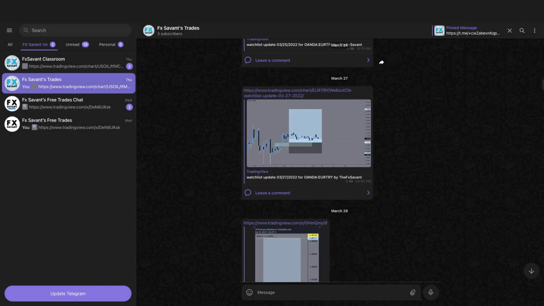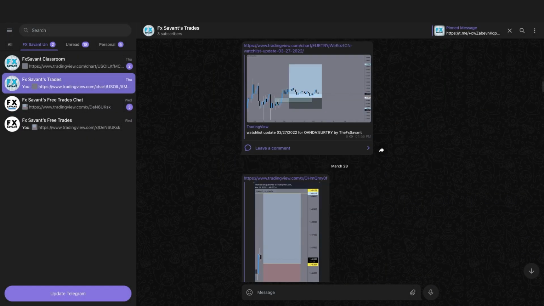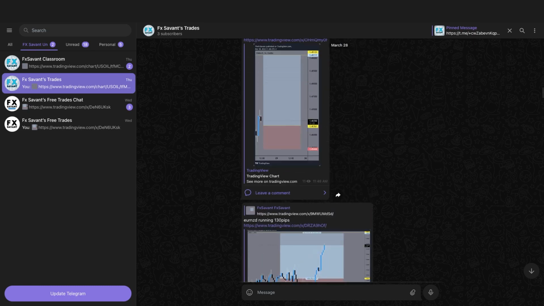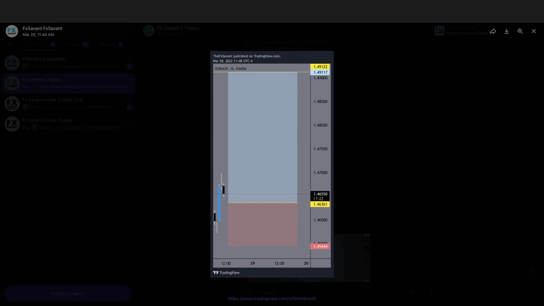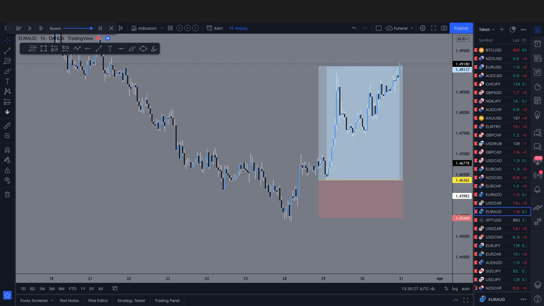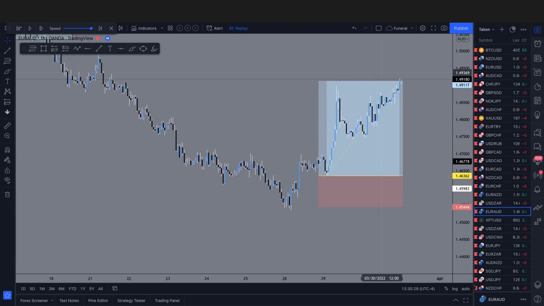Let's scroll down to the next one. Break even on Euro Turkish Lira. Now we have Euro AUD. Euro AUD, let's slide over and see what we got. This one ended up being a 3R winner as well. Let's go ahead and jump back.